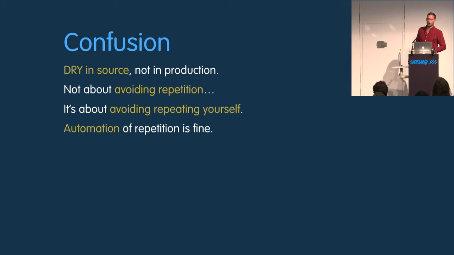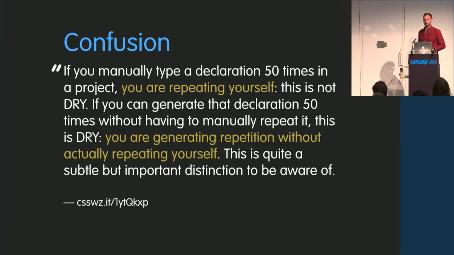So recapping some of the confusion then. Dry in source, not in production. Do not worry about what your compiled CSS looks like in terms of repetition. It's not about avoiding repetition, it's about avoiding repeating work, right? This is all about saving maintenance overhead. Automation of repetition is completely fine.